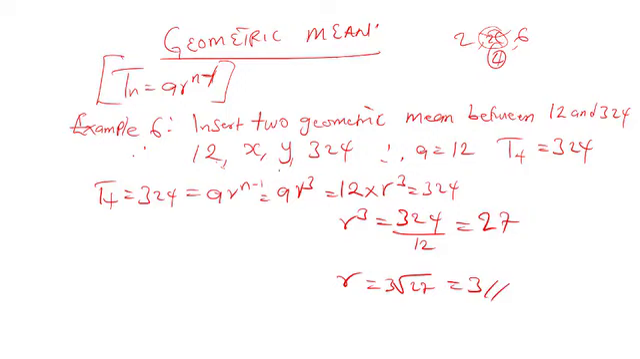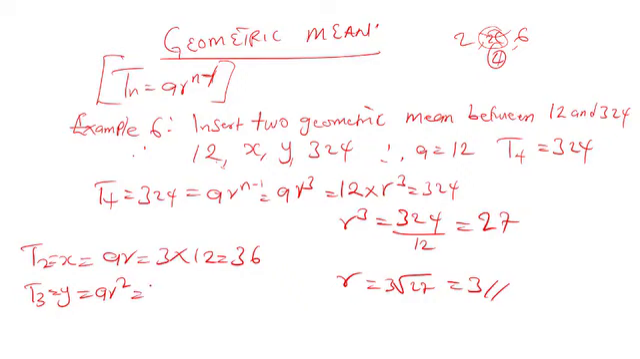Now with this, we can get the two numbers. T2, which happens to be our x, will be equal to AR. So we do it as 3 times 12, that's our r is 3 and our a is 12, which is equal to 36. While T3, which is equal to our y, is AR2. So we have 12 times 3 times 3, which is equal to 12 times 9, and 12 times 9 is 108. So the value of x is 36 and the value of y is 108.